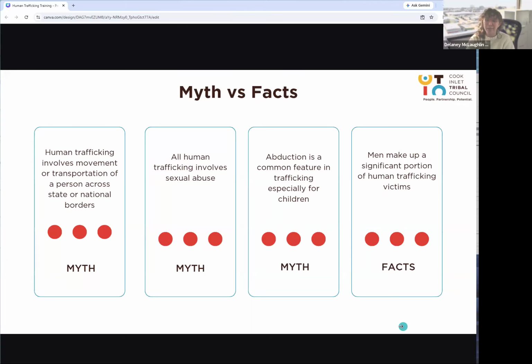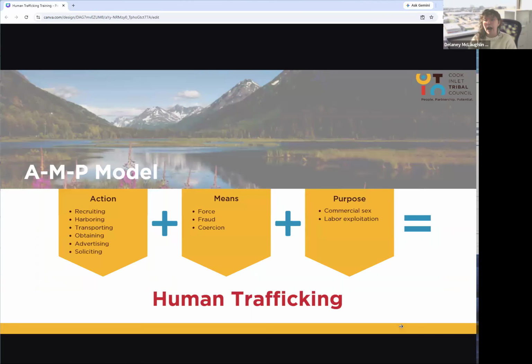Okay, now we're going to talk about the AMP model. AMP stands for action, means, and purpose. We think about the AMP model as a kind of recipe to define human trafficking to make it a little bit easier to understand.